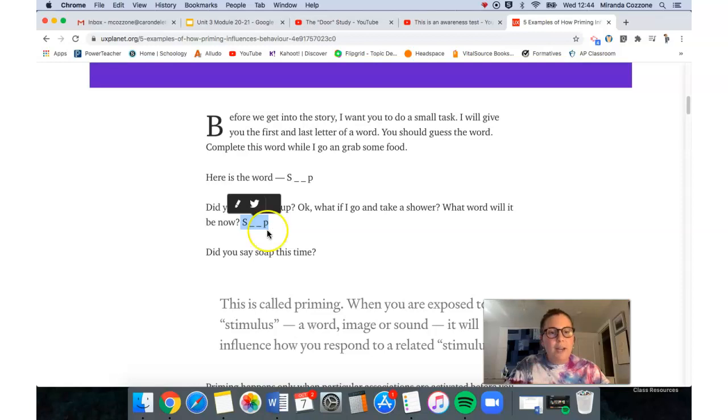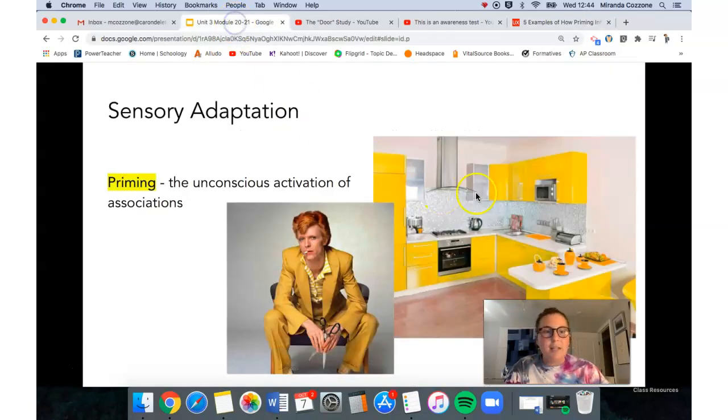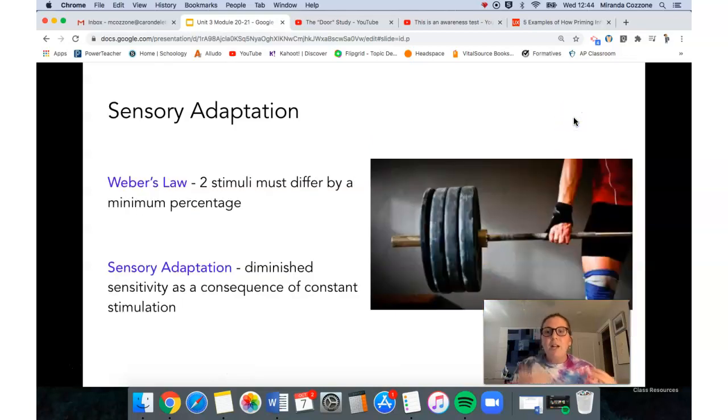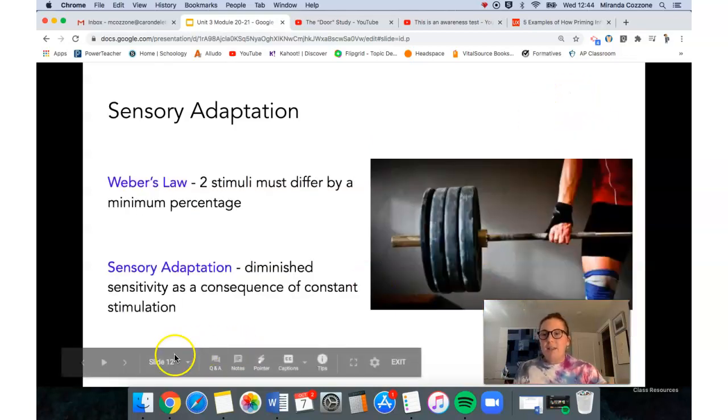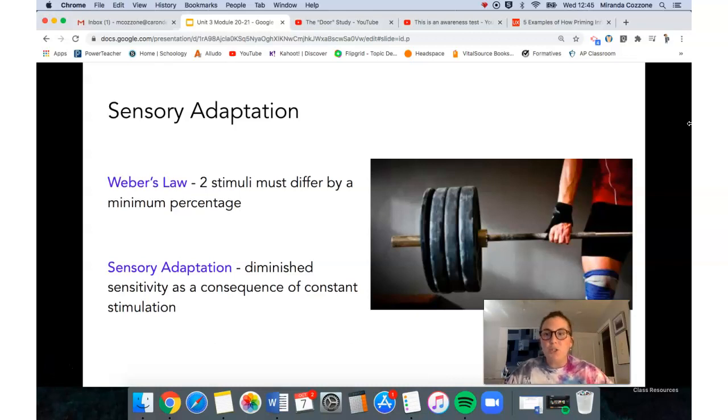I just think this is crazy interesting, and we'll try to make some time so we can talk about this a little bit more. Another thing for us to think about, two more concepts for us to be aware of from Module 20 are Weber's Law and sensory adaptation. Okay, so Weber's Law says that two stimuli must differ by a minimum percentage. Okay, so what does that mean and who cares?